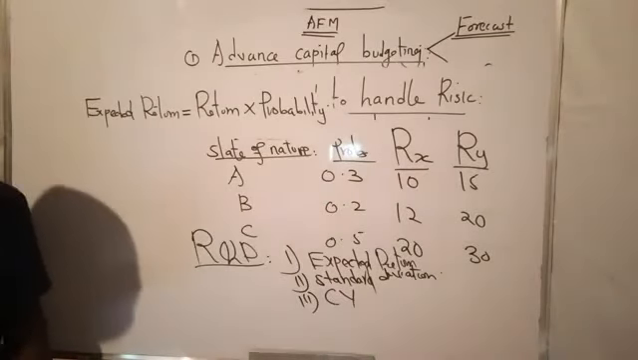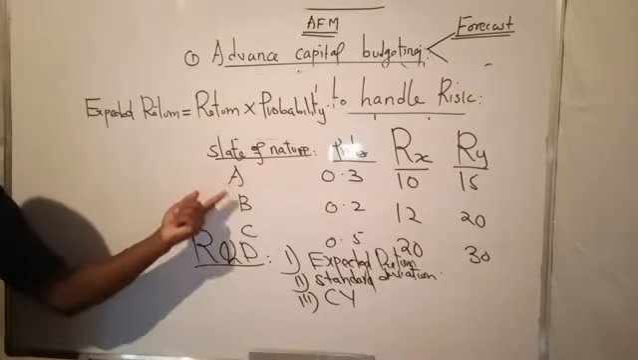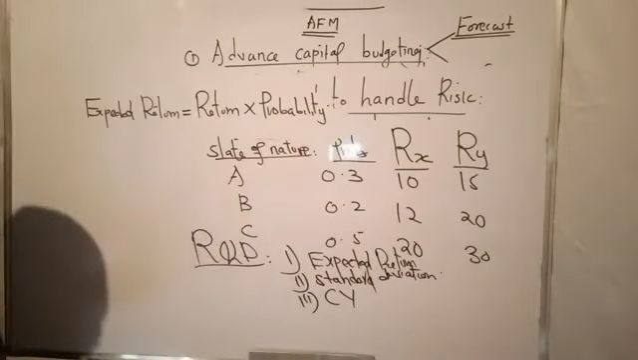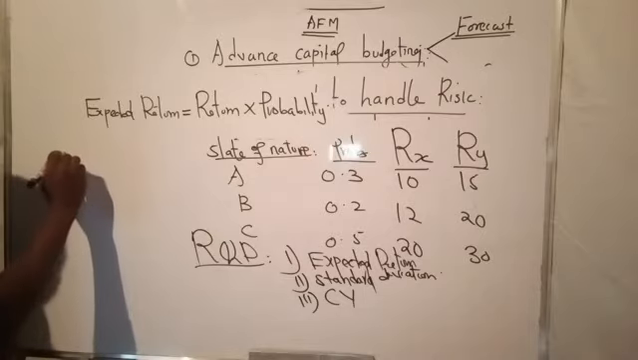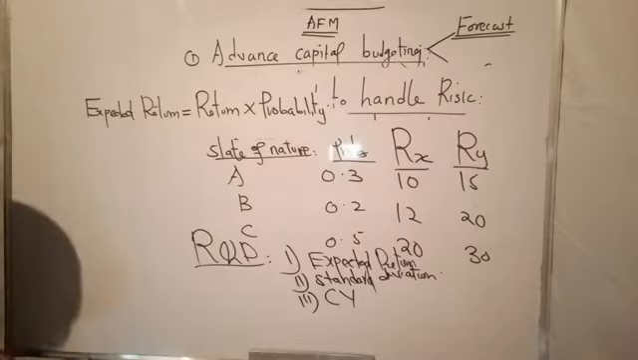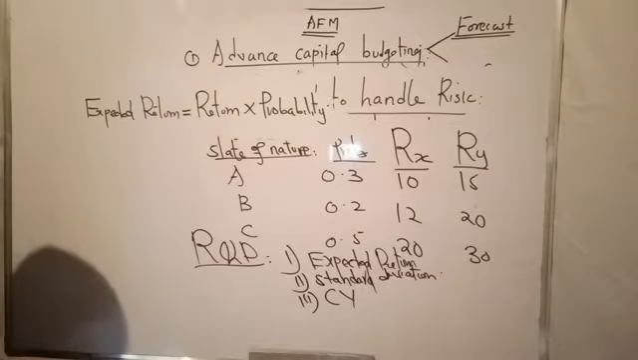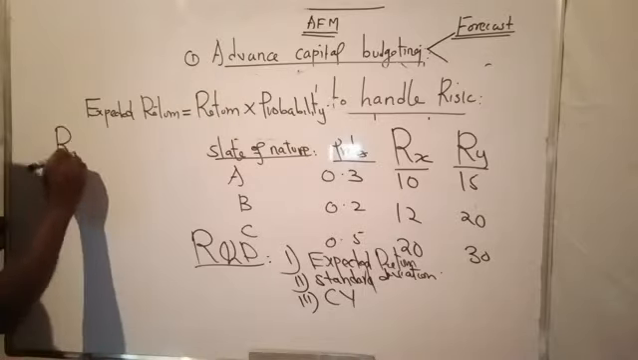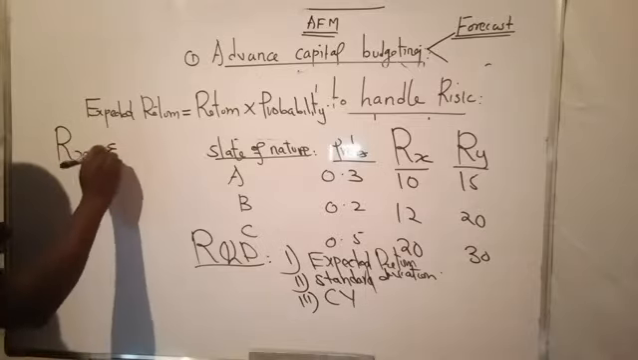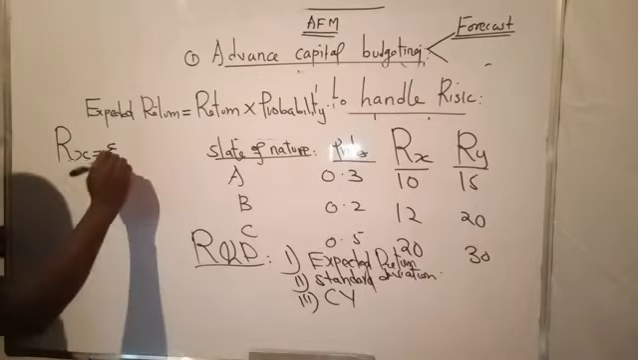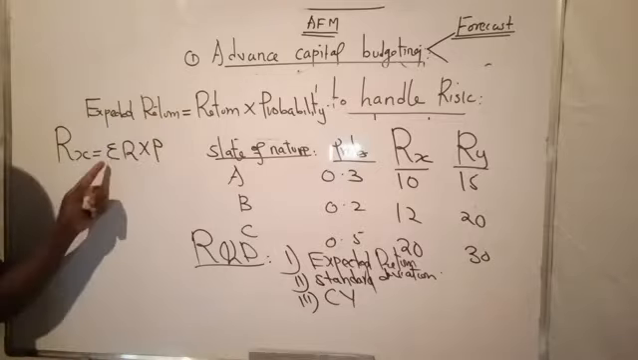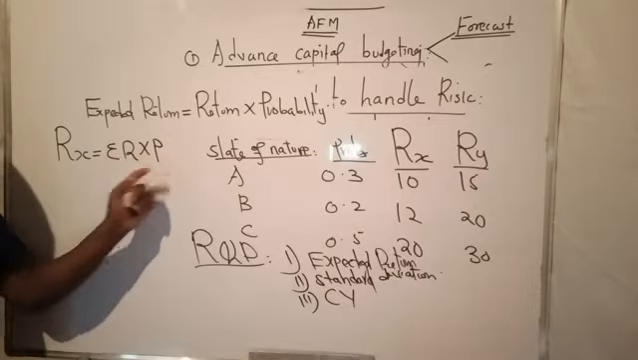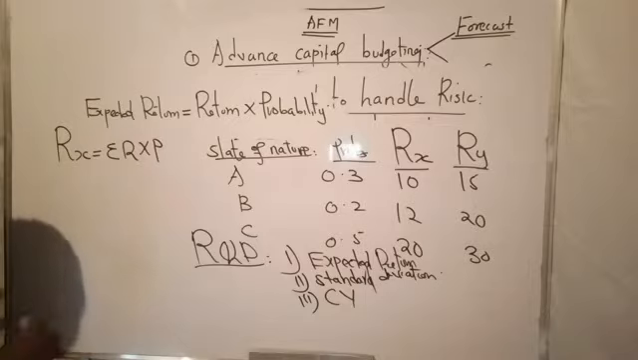So they want us to get the return of X given the states of nature A, B, C. So we can calculate expected return of each state, or you can compare. So for return of X, that is return of X will be summation of return times the probabilities.